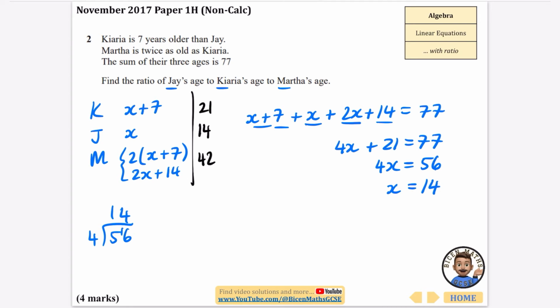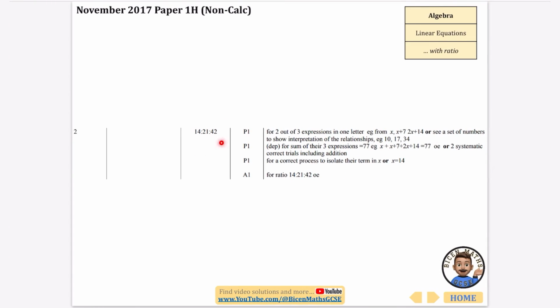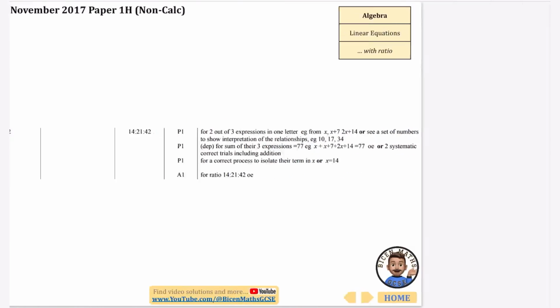So the ratio of J's age, because they want J to K to M, J is 14, K is 21, and M is 42. And you could try and simplify it, but it actually doesn't ask for it to be simplified, and it doesn't even simplify. So we've got the answer 14 to 21 to 42.